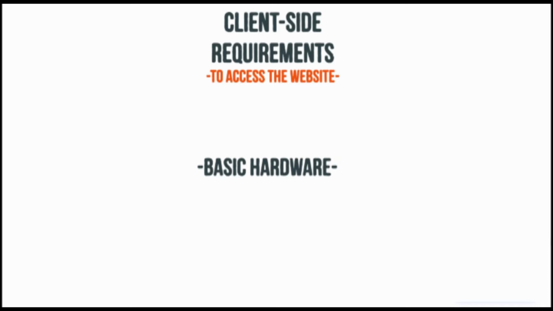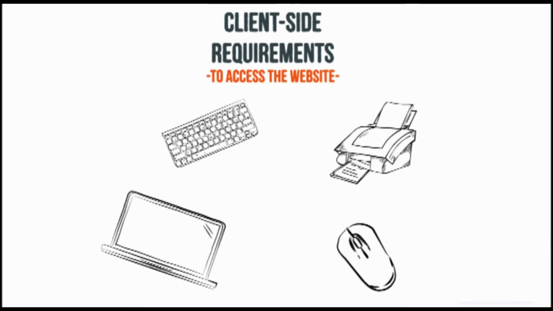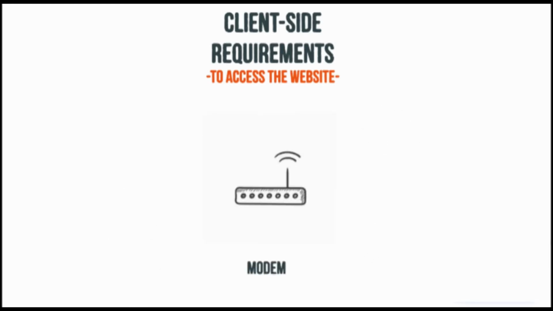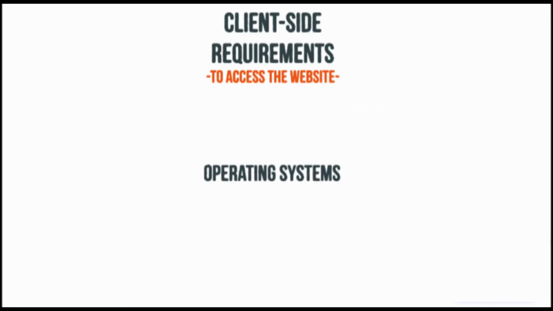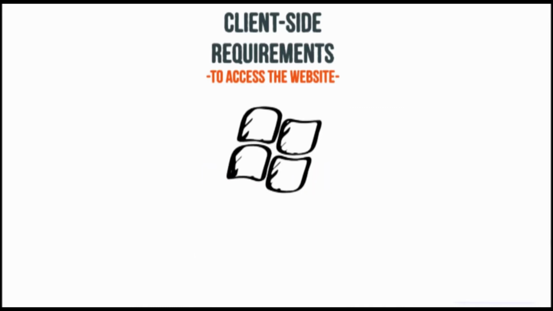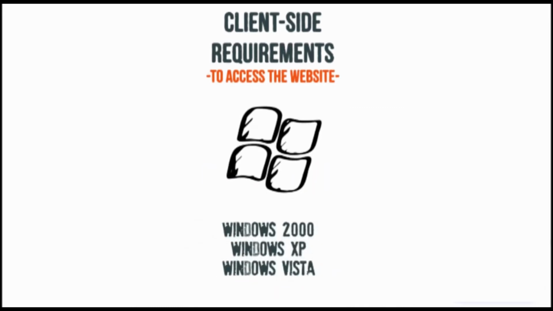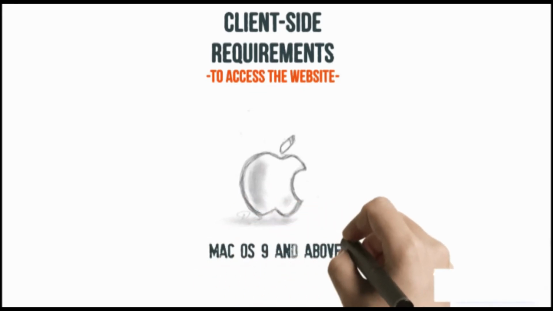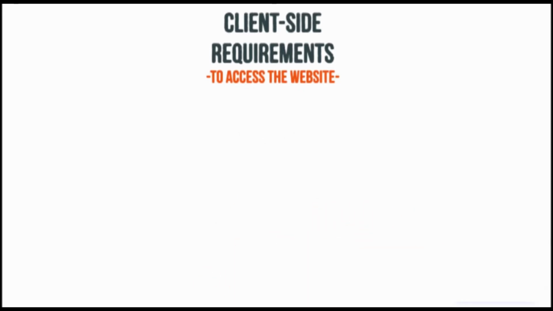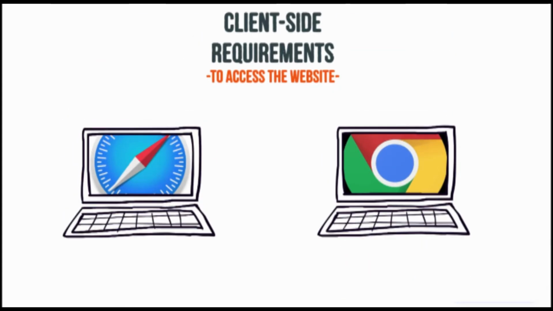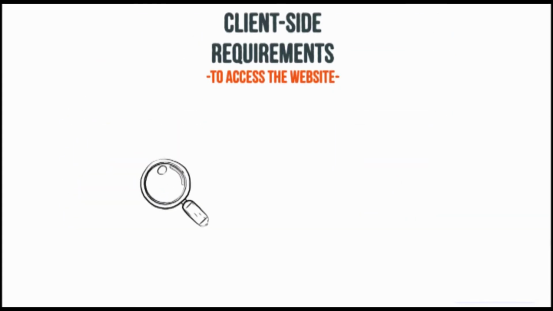For a client to be able to access this website, they will require a few things too, such as a printer, PC, mouse, and a keyboard, which are the same basic requirements to develop the website. A modem is required to provide network for the computer to utilize the internet. On the software side, a PC with an operating system of Microsoft 2000, Microsoft XP, Microsoft Vista, or Mac OS 9 and above is required. To search for the website, an internet browser such as Google Chrome or Safari will be used along with search engines such as Bing or Google.